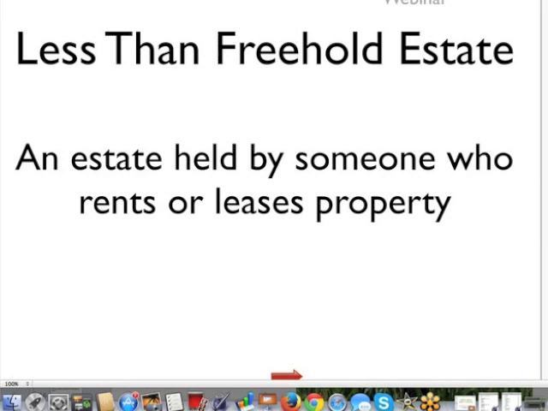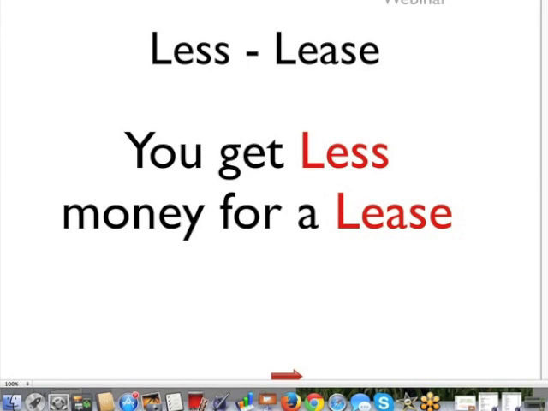All right. So we have our freehold estates and our less than freehold estates. Estates divide into two categories. Right now, I'm looking at less than freehold estates: an estate held by someone who rents or leases property. If you say this really fast, less than lease, less than lease, less than freehold estate.